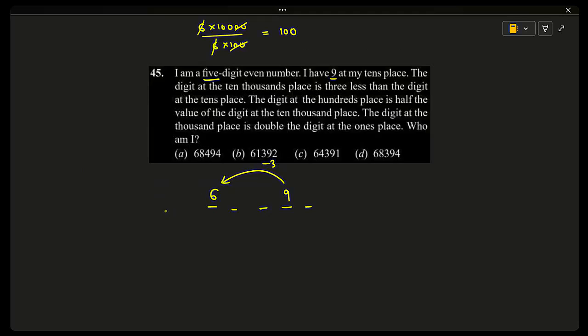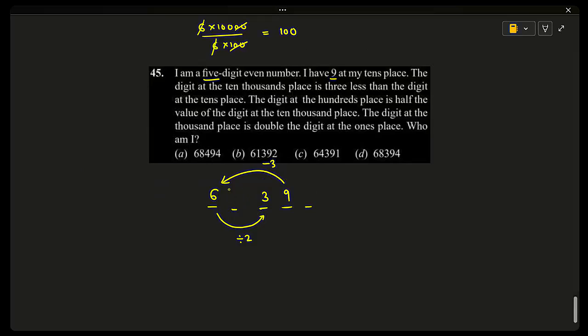The digit at the hundreds place is half the value of the digit at the 10,000s place. 6, you have to do half. So 6 divided by 2 is 3. The digit at the thousands place is double the digit at the ones place. So whatever digit is there, it will be double. Suppose you take 0, 0 doubled is 0 only. So this is possible, but 60,390 is not there in the given options.